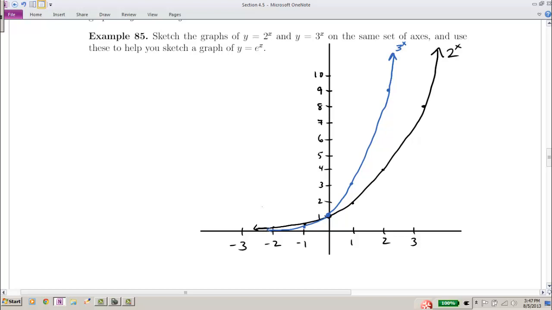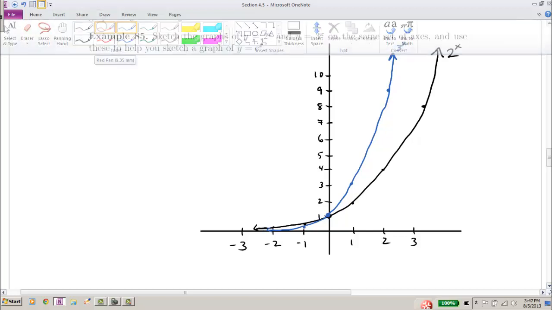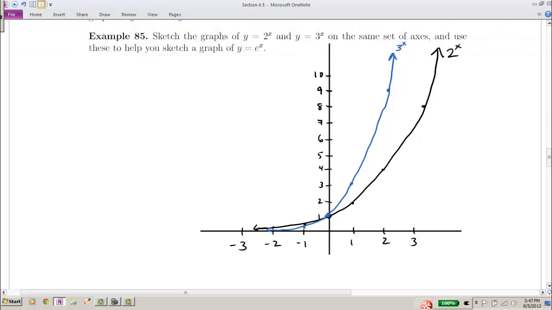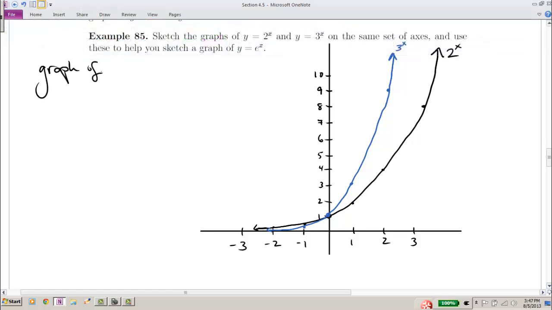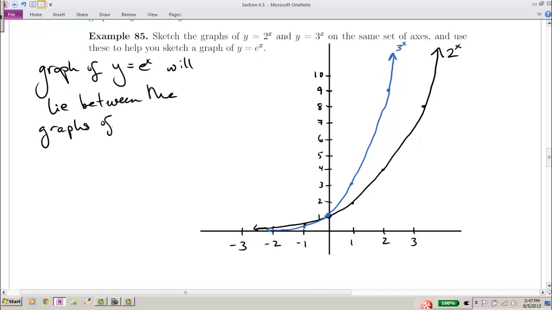And so now we're going to use these graphs to get a graph of e to the x. Since e lies between 2 and 3, I know that the graph of e to the x will lie between the graphs of 2 to the x and 3 to the x. And not only that, since e is a little bit closer to 3 than it is to 2, we should expect that that graph will lie a little bit closer to the graph of 3 to the x than it does to 2 to the x.